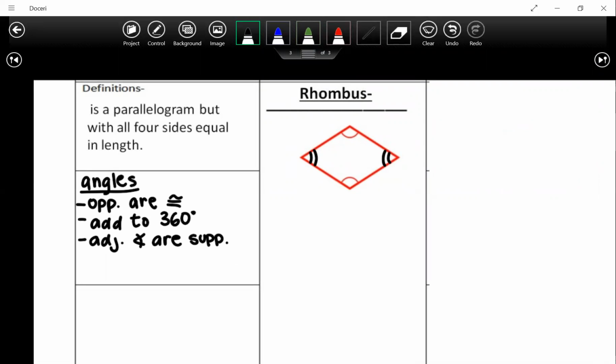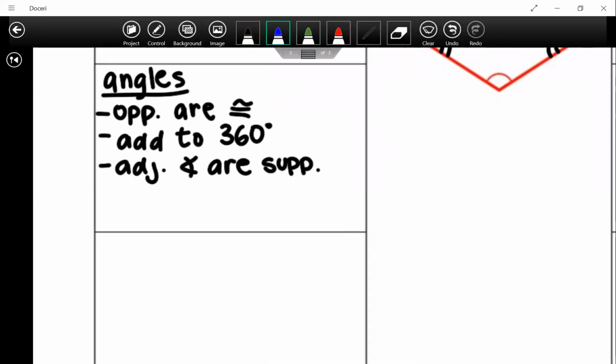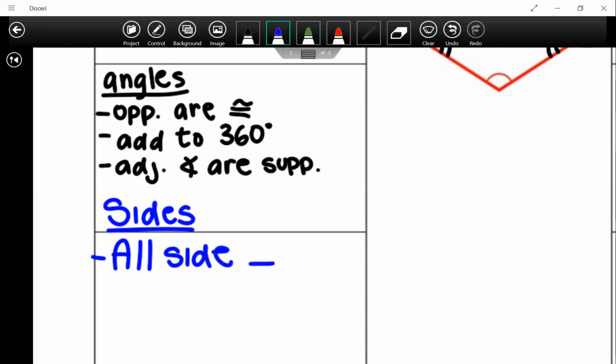Again, we've marked our triangles with the angles that are congruent. The opposites to each other will make it congruent to them. The next thing that we're going to look at here is sides. The biggest key part that makes it a rhombus is that all sides are congruent. That holds in a rhombus. If it does not have that, it's not considered a rhombus.